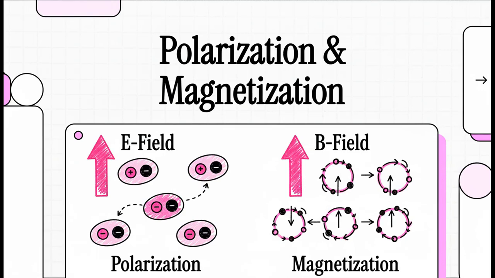Hello everyone, and welcome to this explainer for Lecture 5 of Basic Electromagnetism. The theme for today is polarization, which we write as P, and magnetization, M. We're going to dive deep into how real-world materials actually interact with electric and magnetic fields.